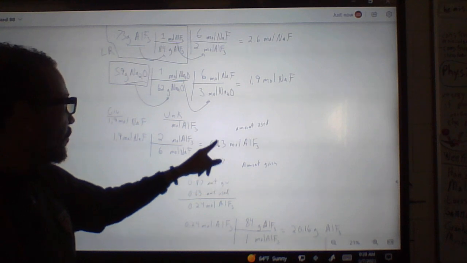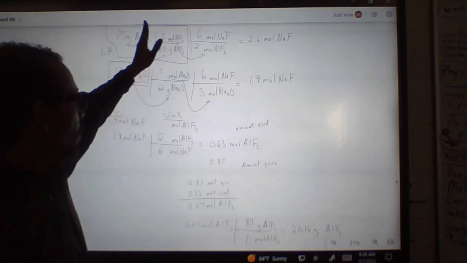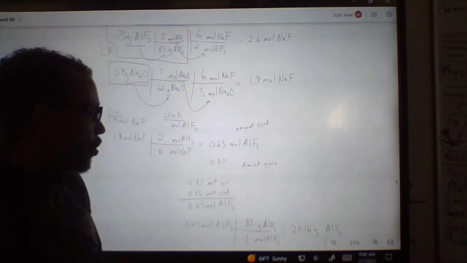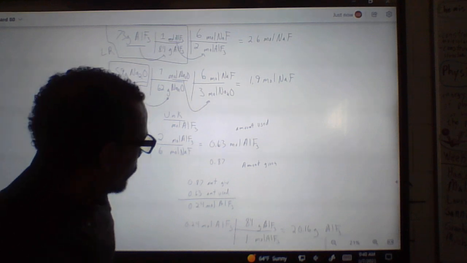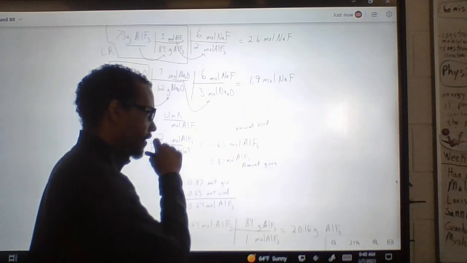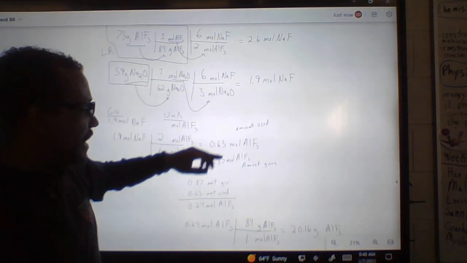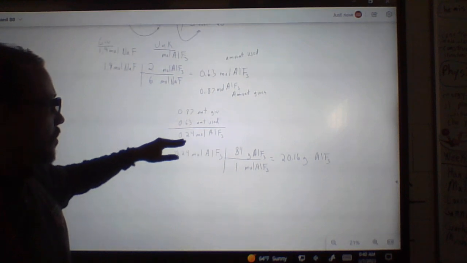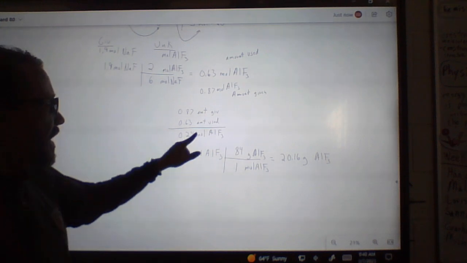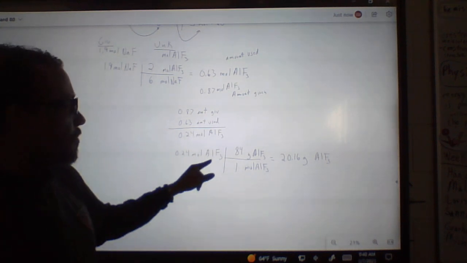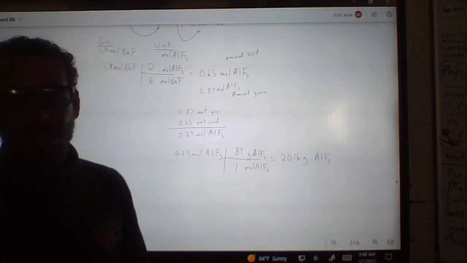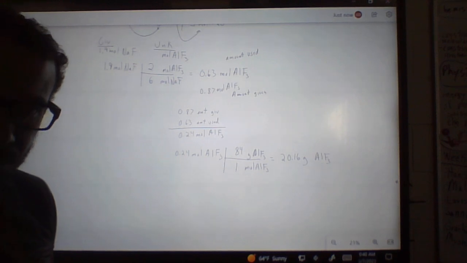I already know the amount given. They gave me 73. I used this for a molar mass conversion. And once I did my molar mass conversion, I got 0.87 moles. All right, this is the amount that I was given. This is the amount that is used. So we just subtracted. So this is how many moles I have left over. Once I calculate the amount of moles that are left over, just the molar mass conversion back into grams, 20.16 grams is our final answer.